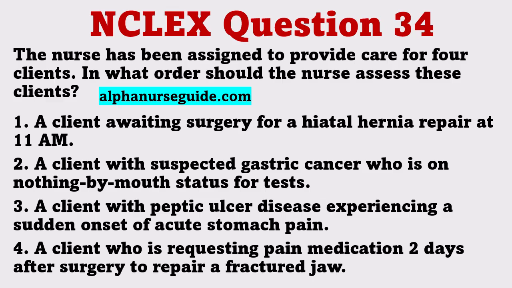The correct order is 3, 4, 2, and 1. The client with peptic ulcer disease who is experiencing a sudden onset of acute stomach pain should be assessed first by the nurse. The sudden onset of stomach pain could be indicative of a perforated ulcer, which would require immediate medical attention. It is also important for the nurse to thoroughly assess the nature of the client's pain.